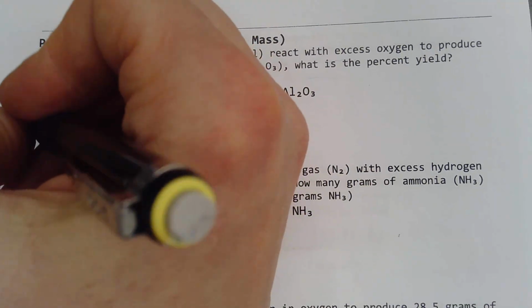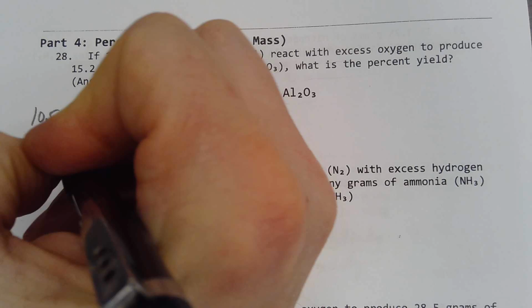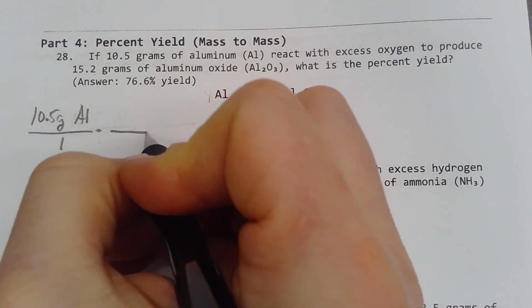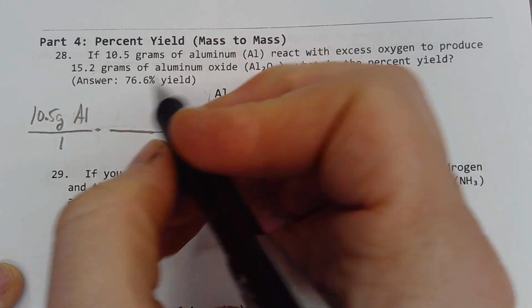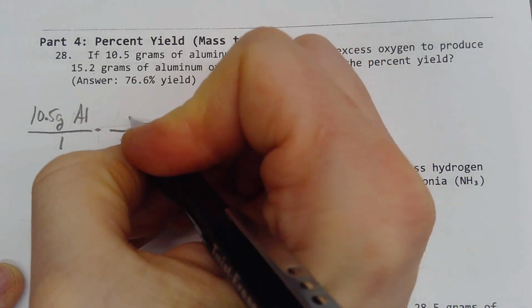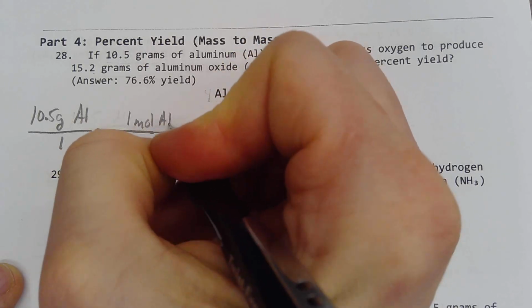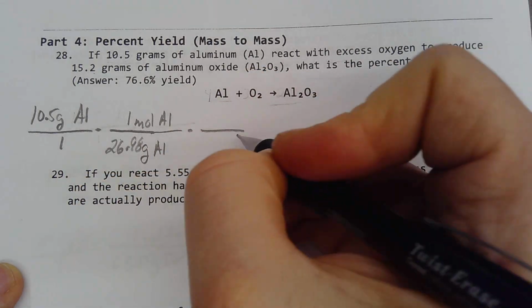So to get started, we're going to have 10.5 grams of aluminum over 1. Then we're going to need to be able to convert this completely into grams of aluminum oxide, just like a standard mass-to-mass stoichiometry-based problem. So to do that, to convert from the grams into moles so we can use the balanced equation, I'm going to put the molar mass of aluminum, and it's 26.98 grams of aluminum.